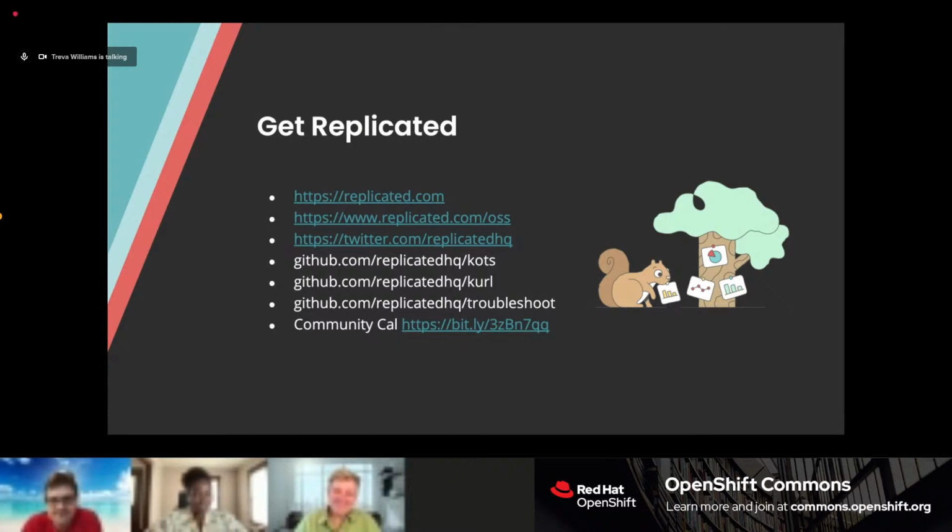The projects that we talked about today are on the Replicated HQ GitHub repo, and that's at replicatedhq/kots for KOTS, Kubernetes off-the-shelf, replicatedhq/kurl for kURL, and troubleshoot for Troubleshoot. I'm not reading this out very well, I apologize, but hopefully seeing them written out will help you get there better. And also there's the community calendar.